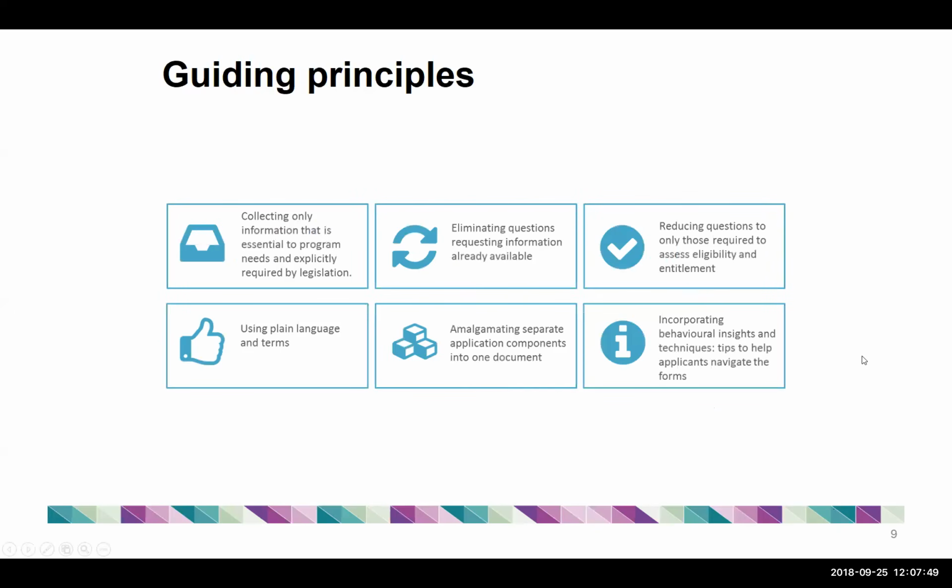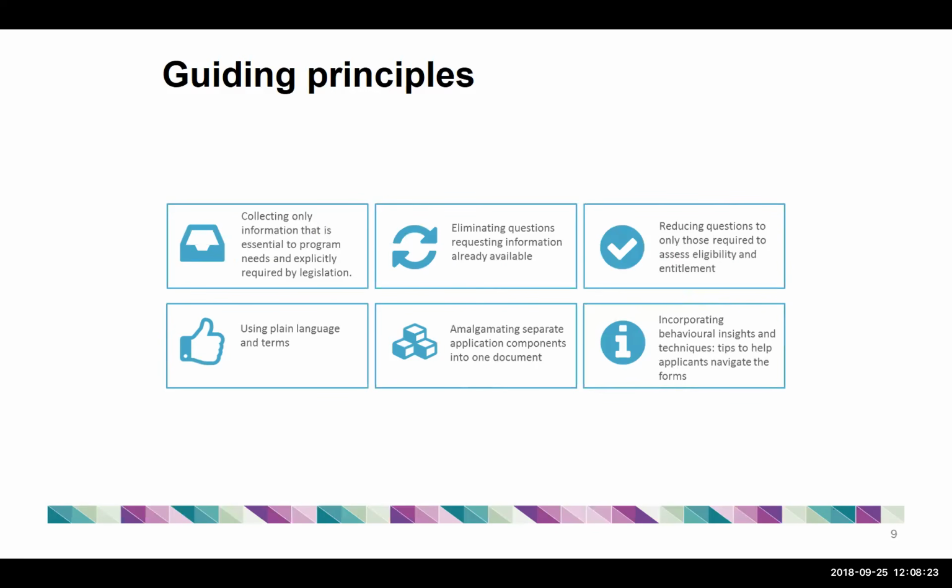So flipping to the next slide. Again, as part of the scoping exercise for this project, we identified some guiding principles. These were overarching statements of a vision that we had for the new kit. So from the outset, we said, okay, we're only going to collect information that is essential to assessing eligibility and entitlement. So we're not going to ask any kinds of questions that aren't actually going to be used in the application process. We're going to eliminate questions where the information is already available.